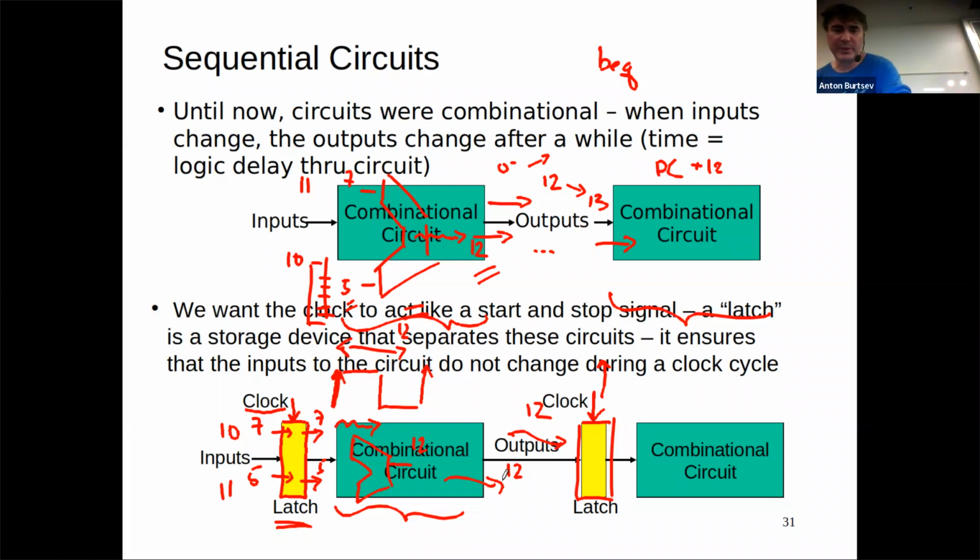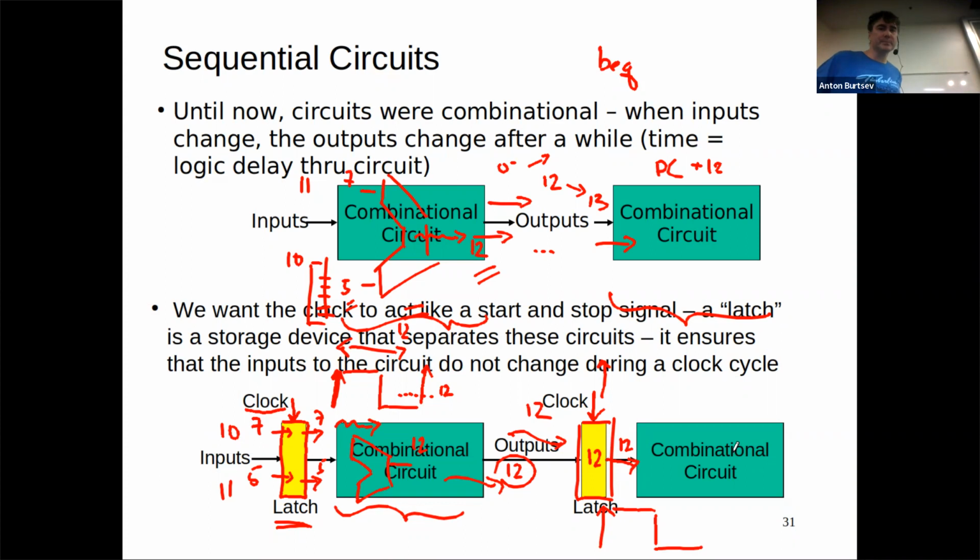So for example, when we produce 12, and imagine for the duration of this first cycle it's still 12, then the rising edge of the clock happens. This 12 is remembered here, and for the entire duration of this cycle, the input for this combinational circuit remains 12. And this way you can essentially compose things.